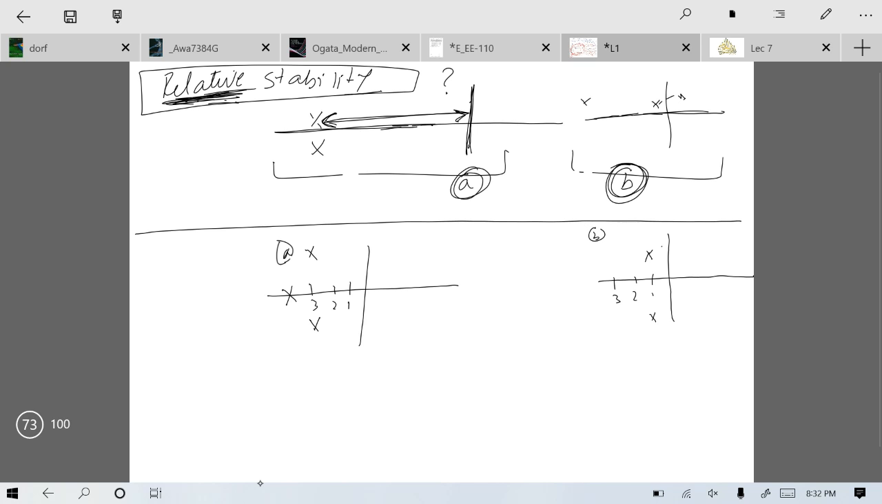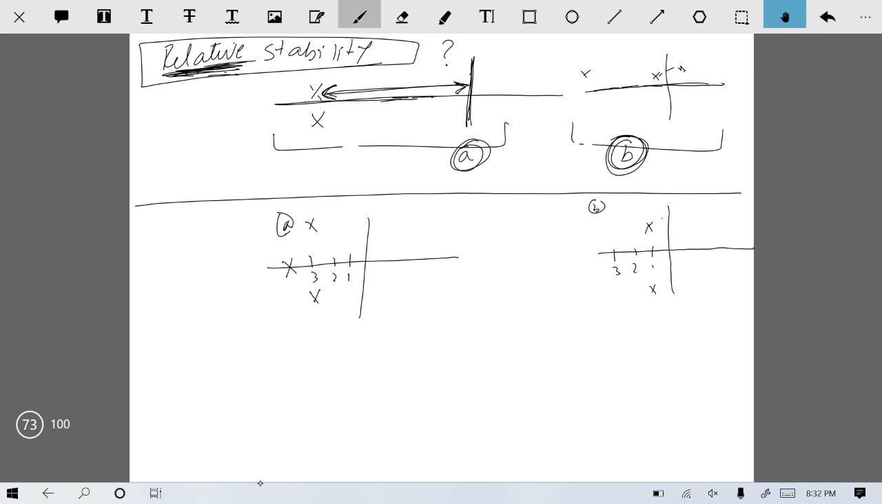When you apply Routh Hurwitz criteria on system A, it will tell you that there are three poles on the left half plane. It will not tell you the exact location of those three poles. Similarly, when you apply Routh Hurwitz criteria on system B, it will tell you that there are two poles on the left half plane. However, it will not give you the exact location of those poles. But what if I move these axes? For example, if I move this axis to this point.